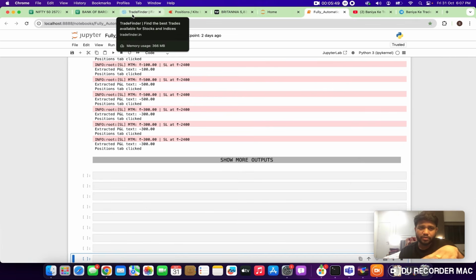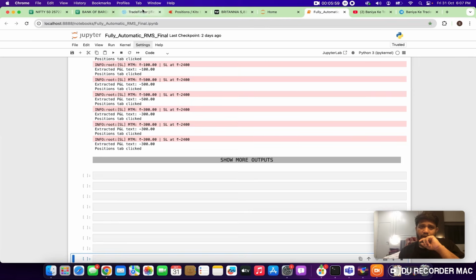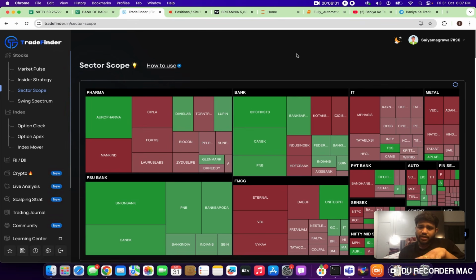This is the algo. It works on behalf of me. Basically, once I put the trade, execution will be handled, and risk management will be handled by the algo only. And my work is only to select the best of whatever the market is offering.